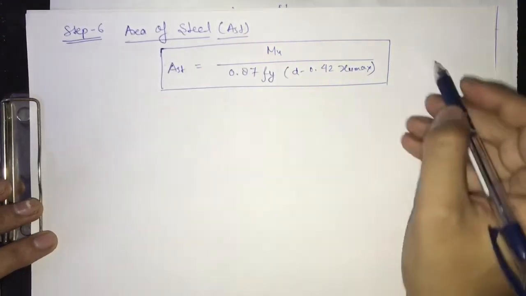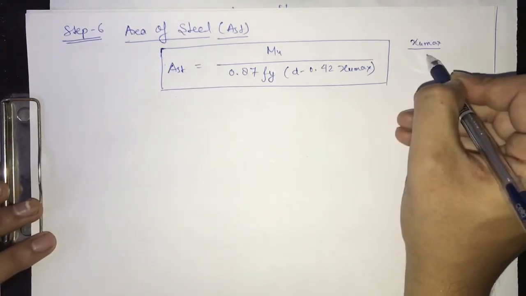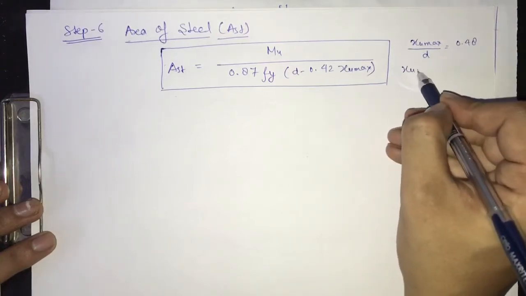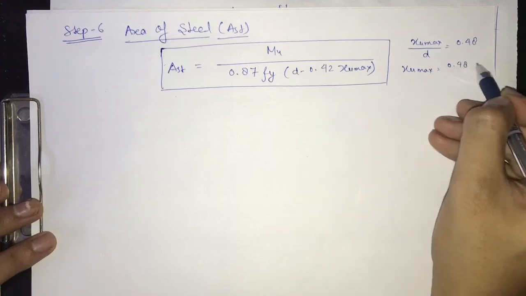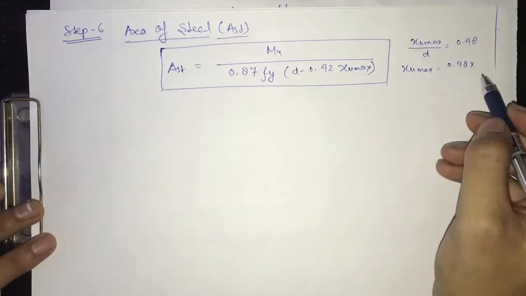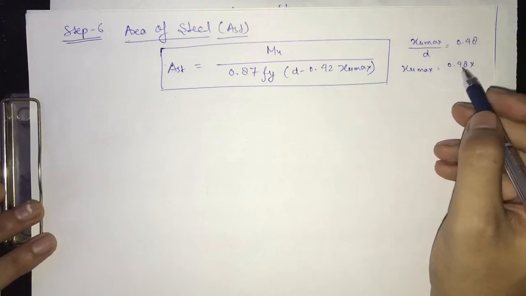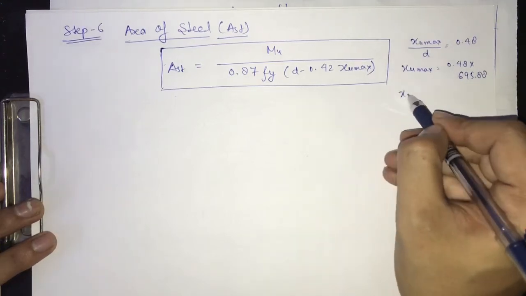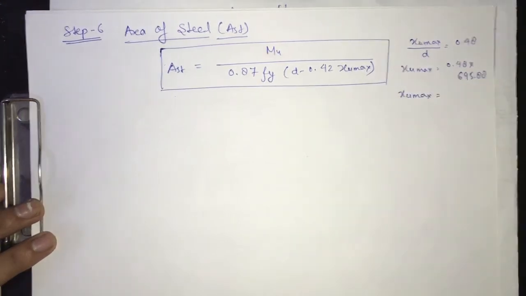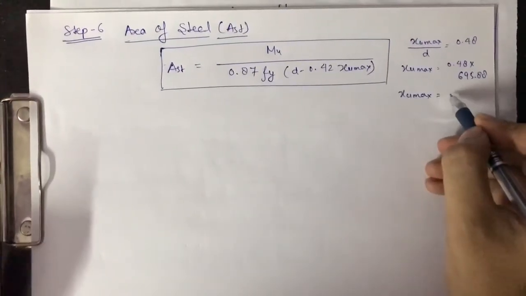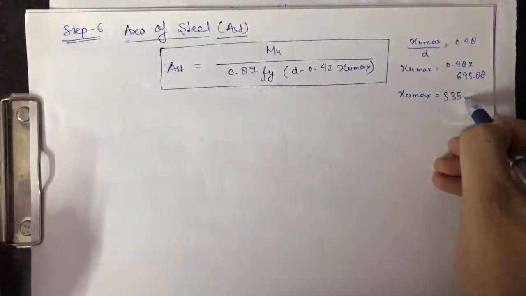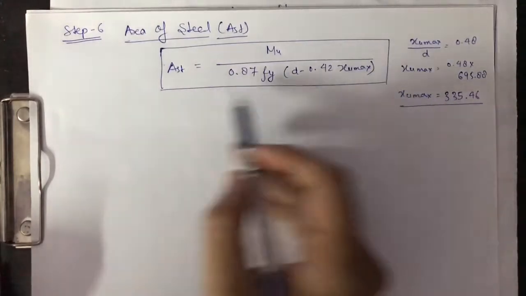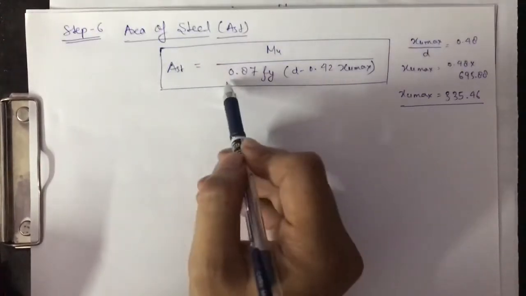And from the relation of Xu max by d is equal to 0.48, now we have the value of d, so we can calculate the value of Xu max is equal to 0.48 into the depth of 695.88. So the value of Xu max is equal to 335.46, and this is the formula for area of steel.